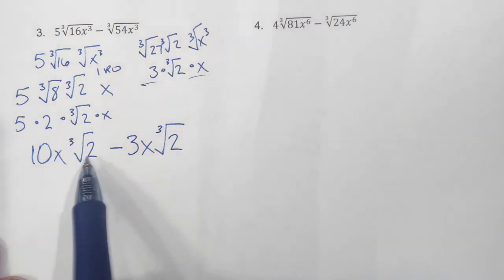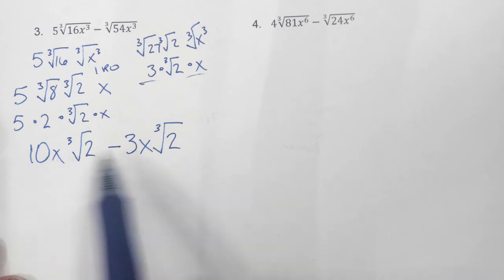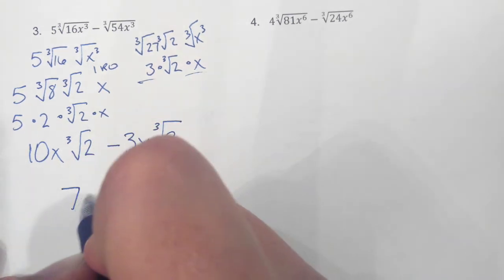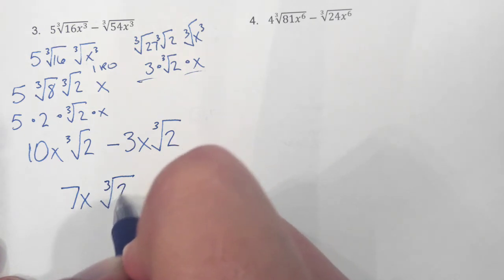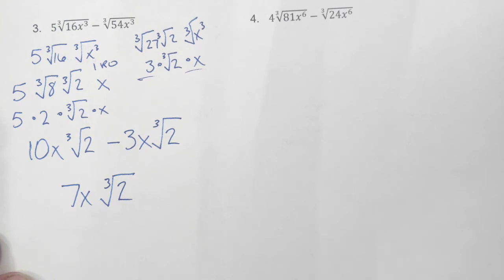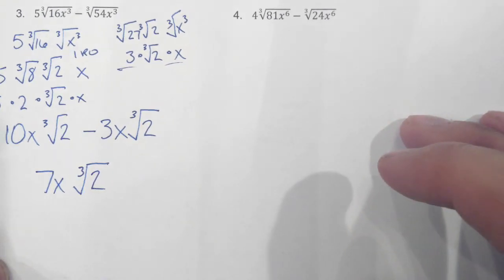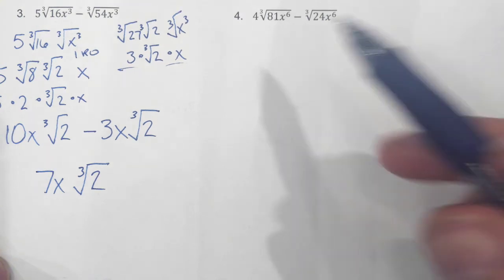And we look, do those have the same radicals attached to them? Yes, so I can put these together. What's 10x minus 3x? 10x minus 3x is 7x. And then don't forget to tag along the cube root of 2. So your final answer is 7x cube root of 2. All right, one more. If you want to pause the video here, you can. Try this one out for yourself.